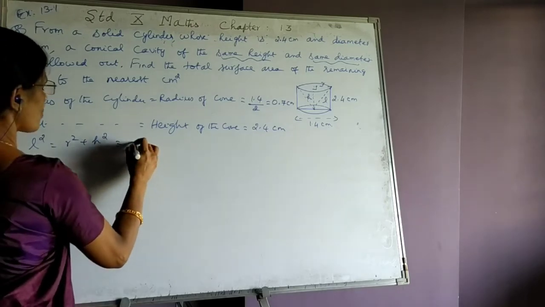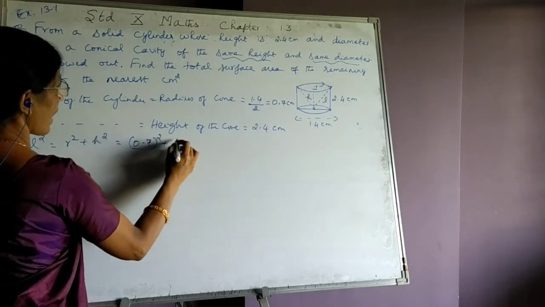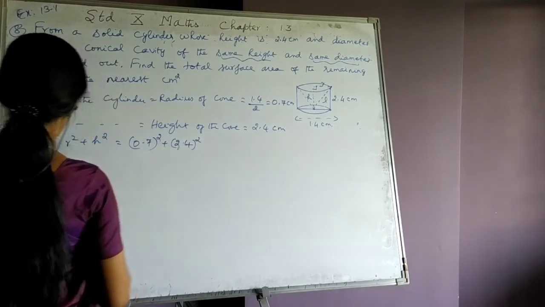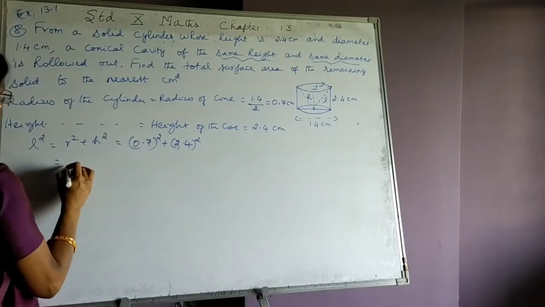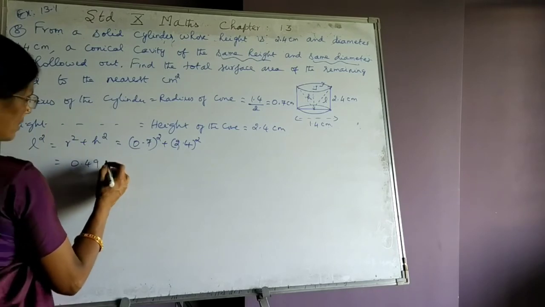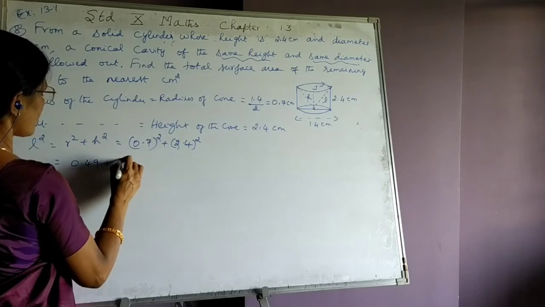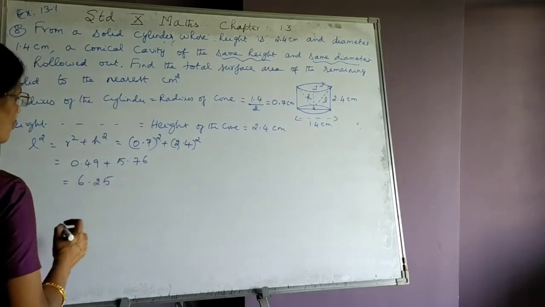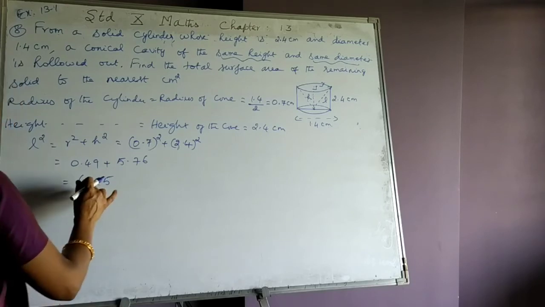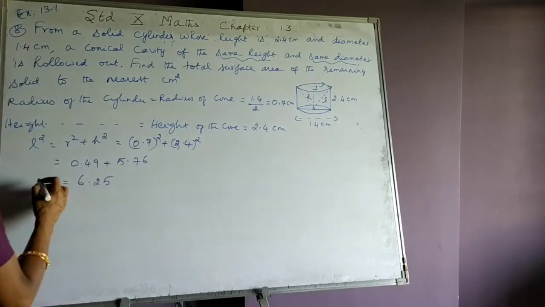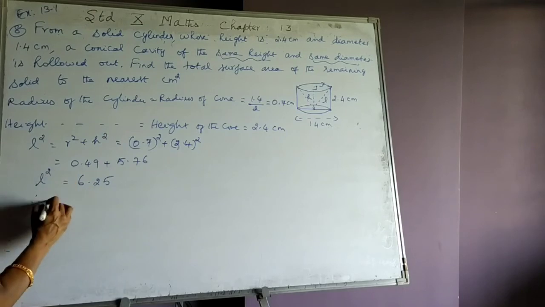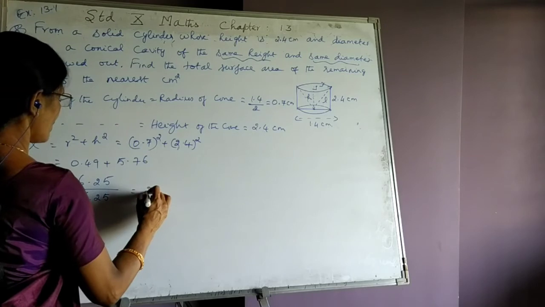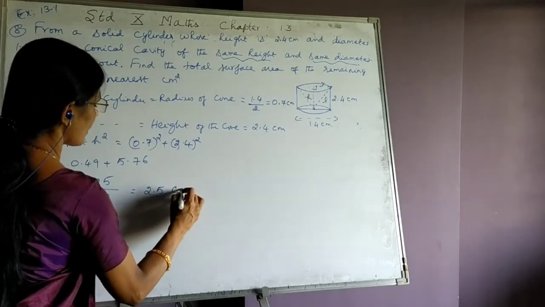R is 0.7 its square, height is 2.4 its square, which is equal to 0.49 plus 5.76, which is 6.25. This is L square. Therefore, L is equal to root of 6.25, which is equal to 2.5 centimeter.